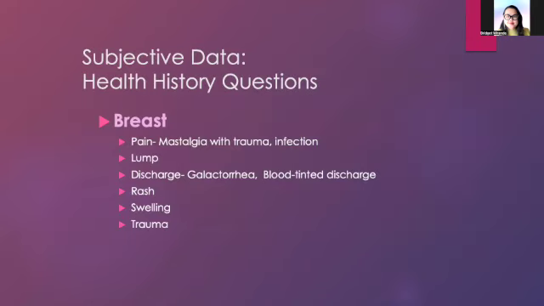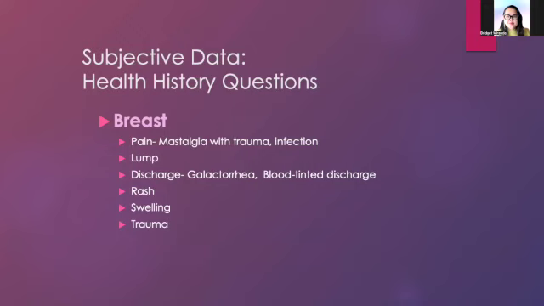Moving on to the subjective health history, we want to ask about pain and if that pain is localized, is it central, is it in one area, is it cyclical, is it only around the menstrual period? We also want to know if they're on oral contraceptives because cyclical pain is common with normal breasts without breast cancer if they are on oral contraceptives. Sometimes there's benign breast disease or fibrocystic breast tissue.